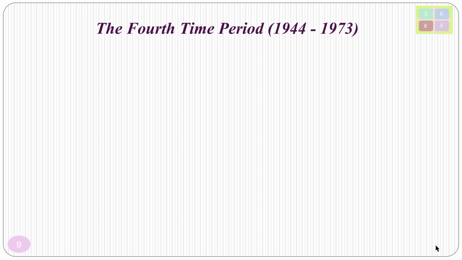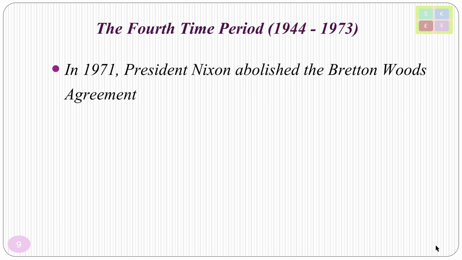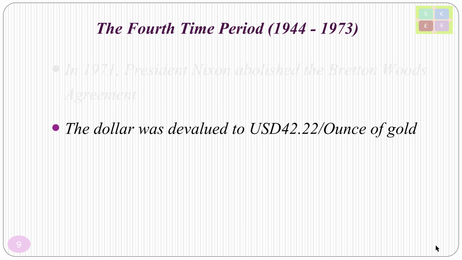The fourth time period started in 1944 and ended in 1973. In 1971, President Nixon abolished the Bretton Woods Agreement to fund the Vietnam War. He basically said that the U.S. would not keep its agreement to fix the value of the dollar to $35 per ounce of gold. So the dollar was devalued to 42.22 US dollars per ounce of gold.